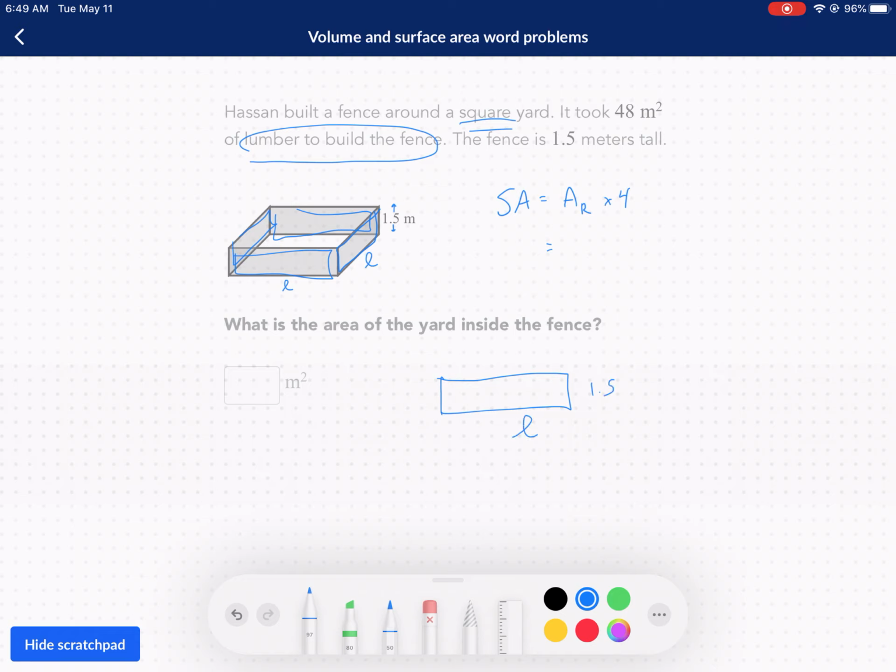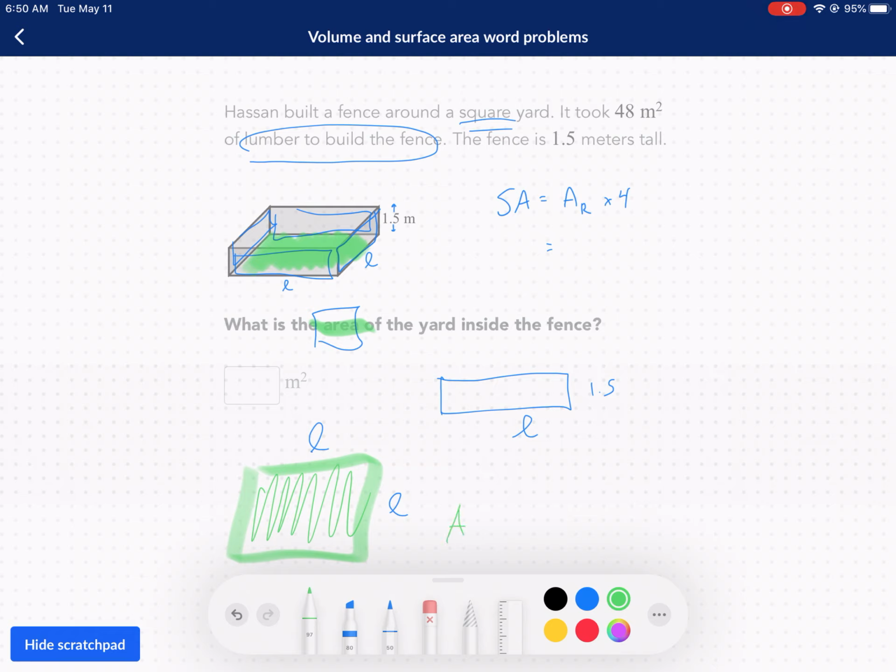Well, guess what? We don't know what L is. That's the whole point. We want to find the dimensions of the yard in order to find the area of the yard. We'll make the yard green. Look at that nice green grass, okay? In order to find the area of that green space, we have to know the two dimensions, L and L, okay? That's how we find the area inside there. That's going to be the area inside our yard.